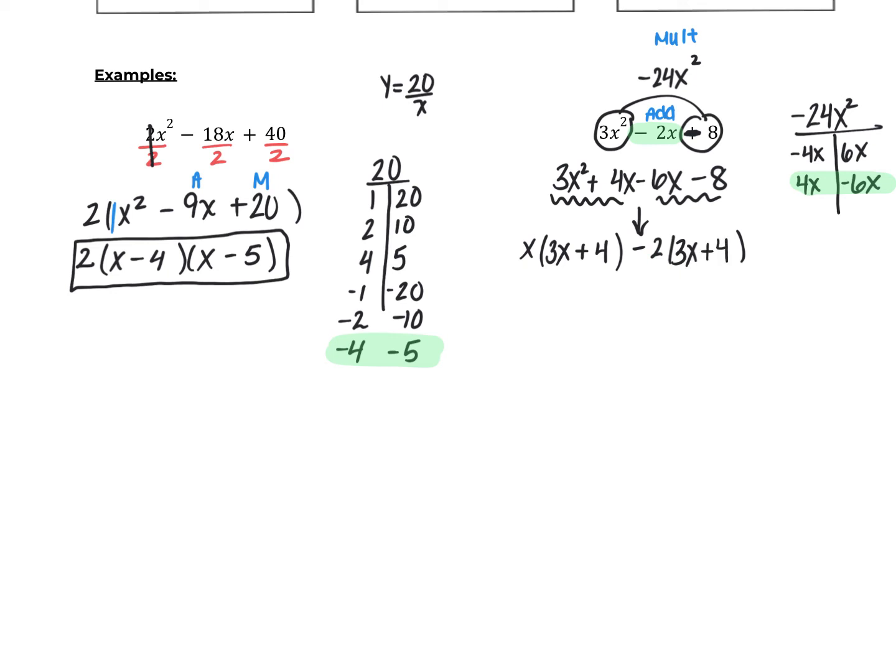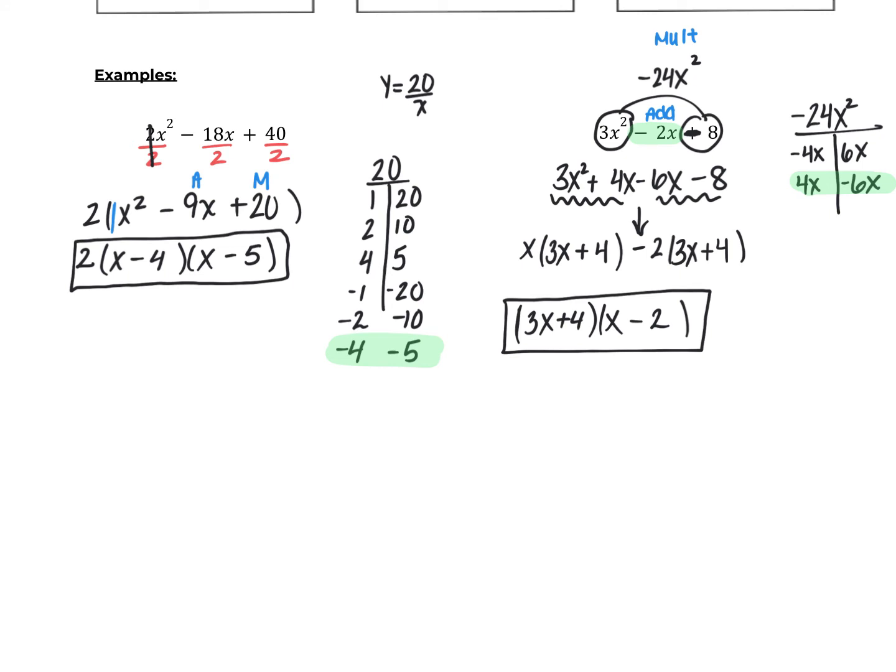Now remember with grouping, this last piece here tells us that this is the other GCF. So we're going to take out a 3x plus 4 as my GCF, followed by an open parenthesis. So this term divided by 3x plus 4 is just x. And this term divided by this is just minus 2. And these are my factors.